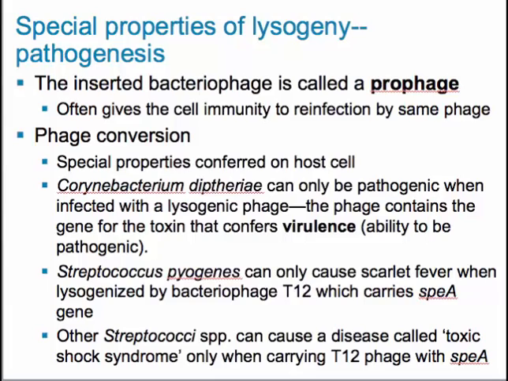Other streptococci species, if they carry, again, the same T12 bacteriophage, can cause a disease called toxic shock syndrome, which is not uncommon and wasn't uncommon in the early days of tampon use. But streptococci can only cause toxic shock when carrying the T12 phage, again with the SPA gene. So lysogeny is interesting. And disease by bacteria often requires not just the bacteria themselves, but also an integrated bacteriophage genome that confers special toxic abilities to the cell and allows them to be a pathogen.